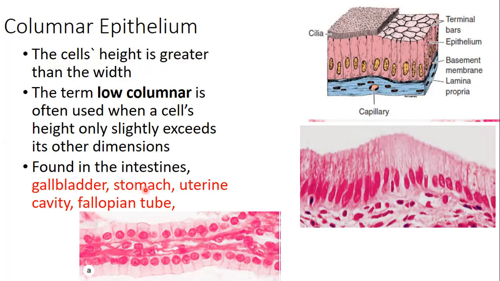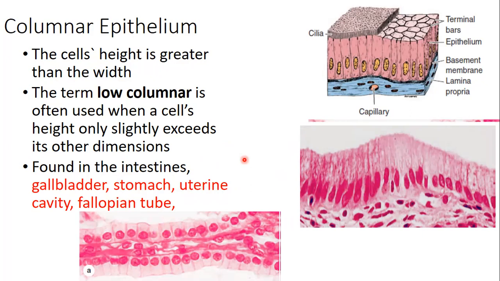The stomach produces what we call gastric juice. In that gastric juice, there is amylase, there is pepsinogen, there's hydrochloric acid. The cells producing all that are columnar in shape. The uterine cavity is lined by similar cells. The fallopian tubes are lined by similar cells, which we are seeing here. The nuclei are almost at the base. Same with this one, nucleus at the base. So this is simple columnar epithelium.